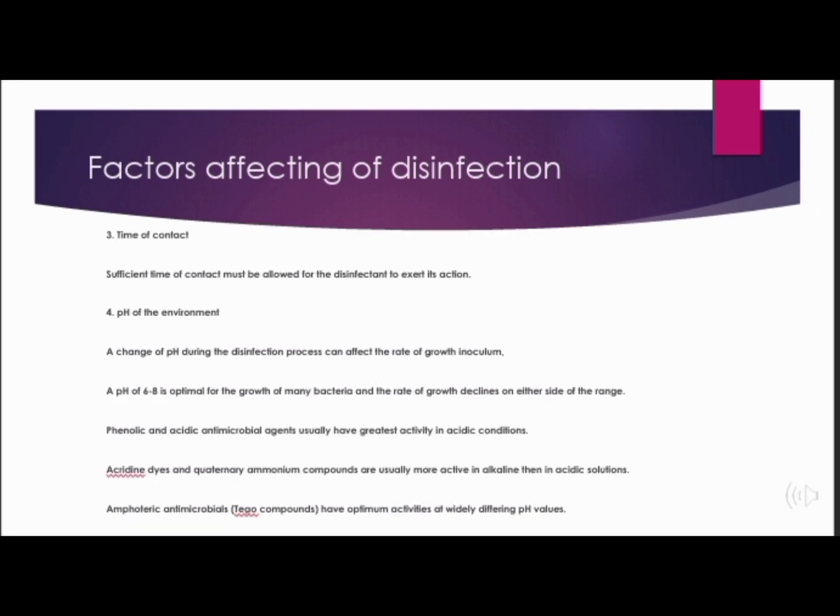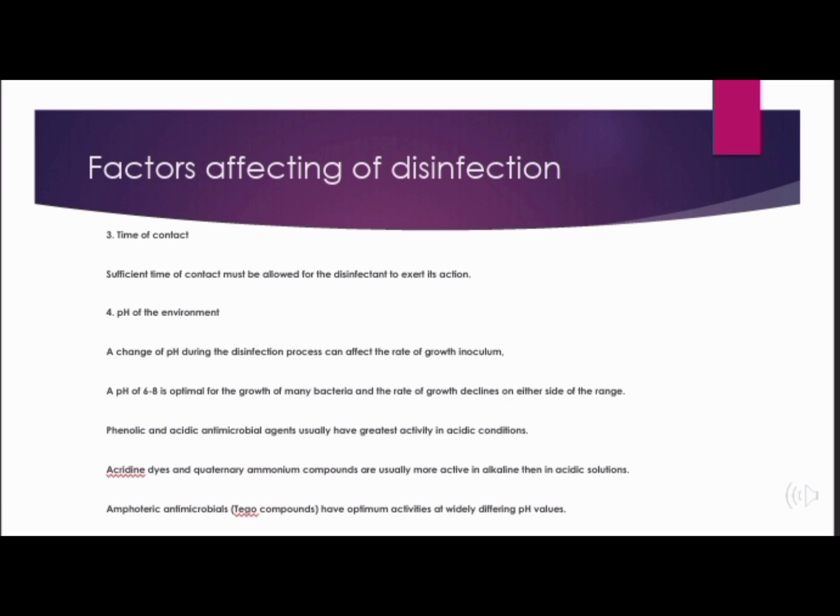Third, time of contact. Sufficient time of contact must be allowed for the disinfectant to exert its action. Fourth, pH of environment. A change of pH during the disinfection process can affect the rate of growth of the inoculum. A pH of 6 to 8 is optimal for the growth of many bacteria, and the rate of growth declines on either side of the range.